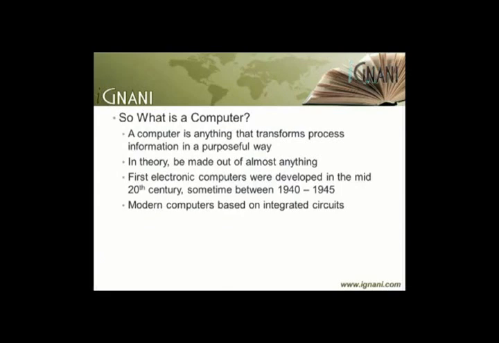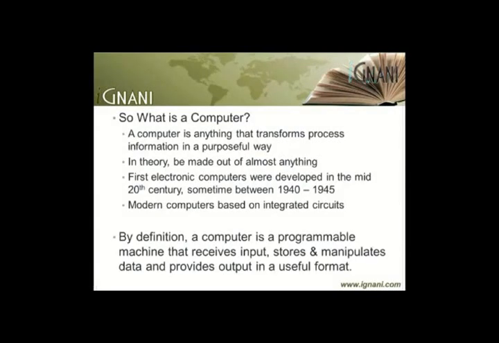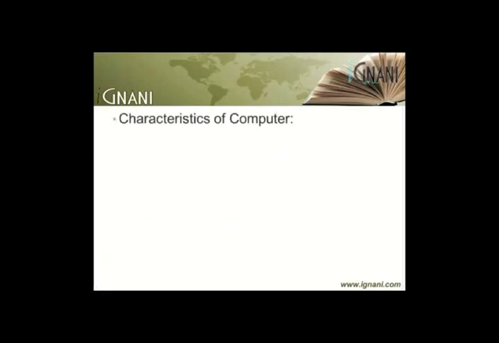It is meant to be inclusive of any device that is essentially controlled by a basic computer, CPU, program, etc. This would include, therefore, modern telephones, VCRs, microwave ovens, CAT scanners, supermarket scanners, and the like. By definition, a computer is a programmable machine that receives input, stores and manipulates data, and provides output in a useful format. Characteristics of computer.